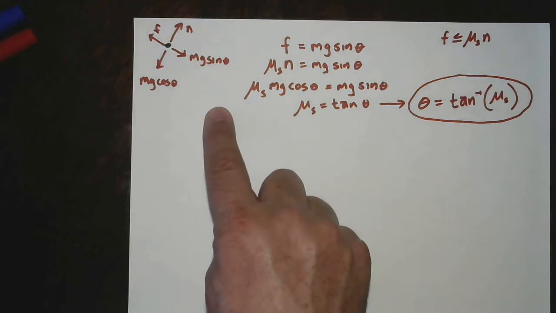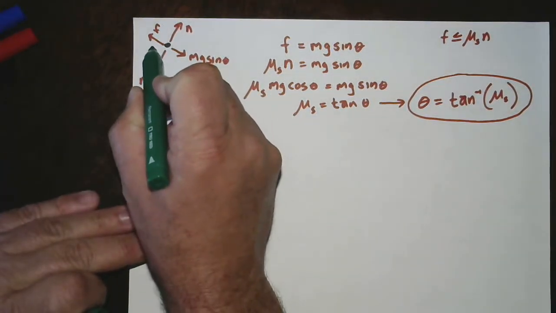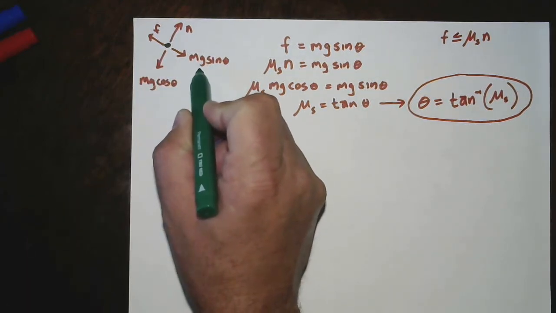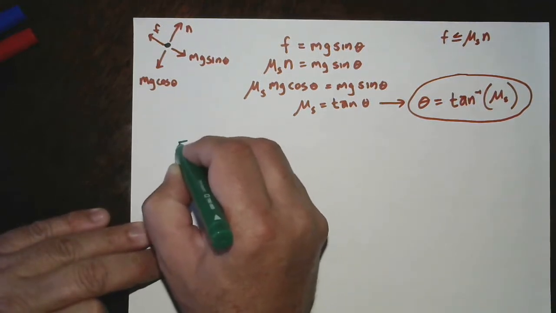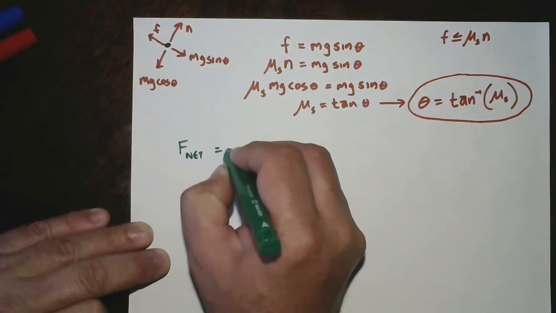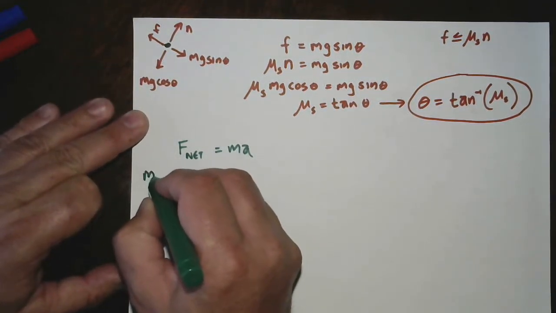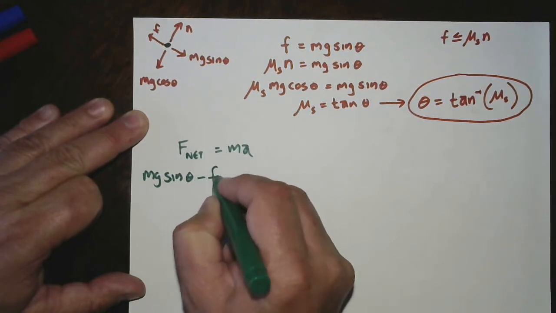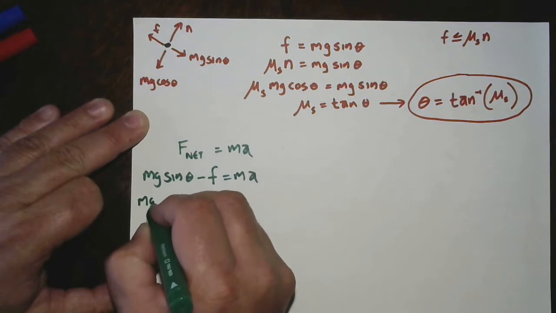Let's look at this picture again, and now we're going to say that this frictional force is, first of all, going to change to kinetic friction, and second of all, this force mg sine theta is going to be larger. So that means that the net force is going to equal the mass times the acceleration of the object, and in this case, the net force is going to be mg sine theta downwards minus friction upwards, and that's going to equal m times a.